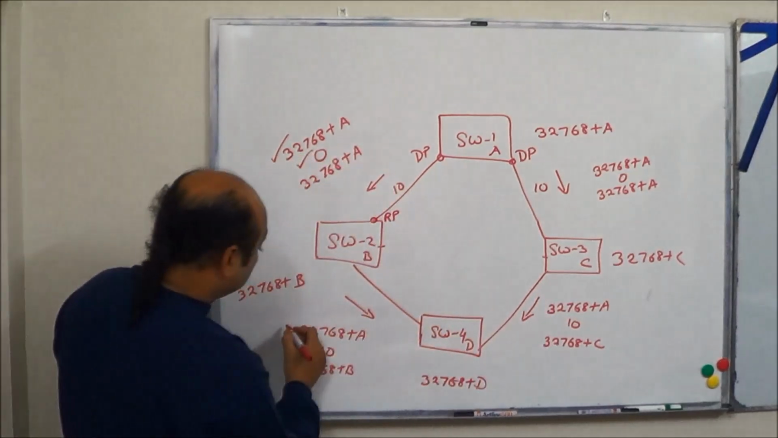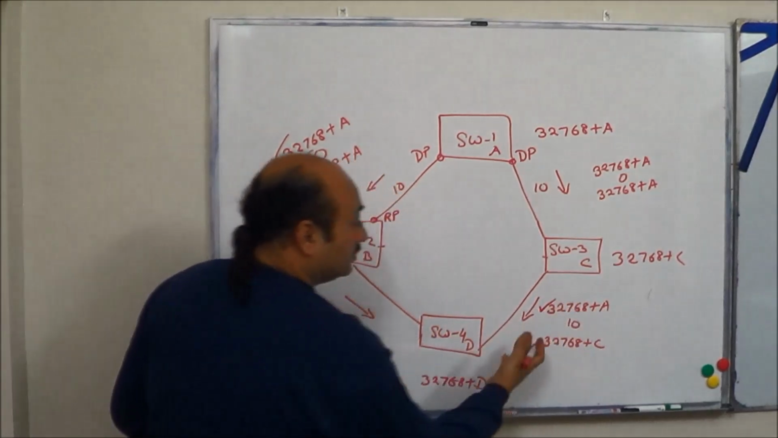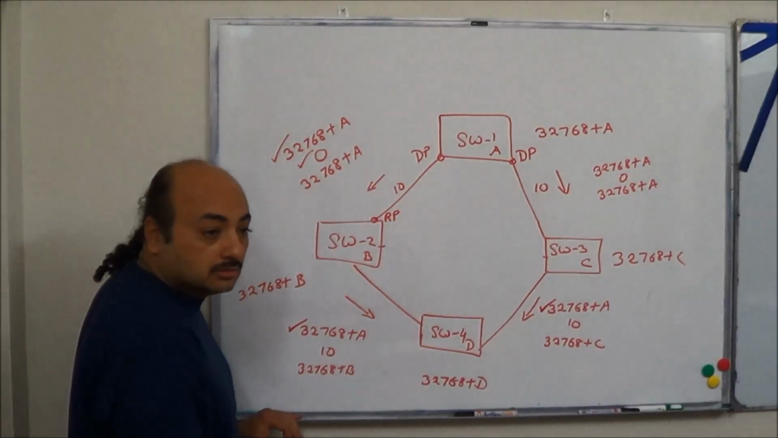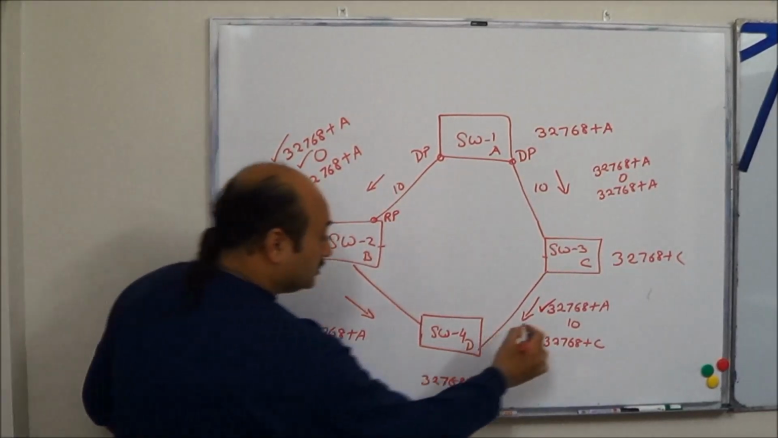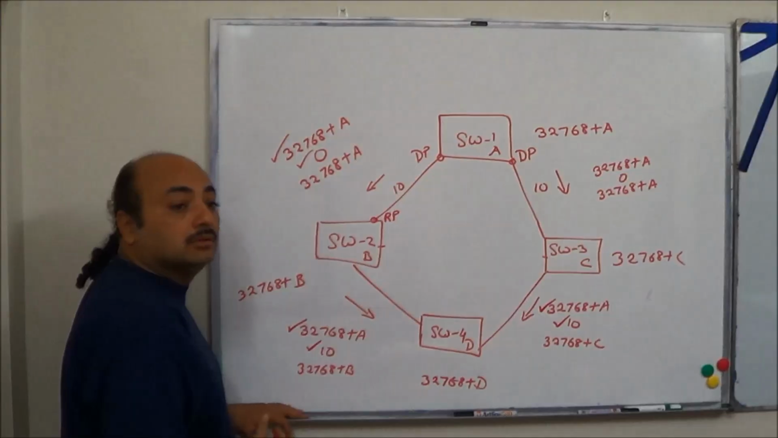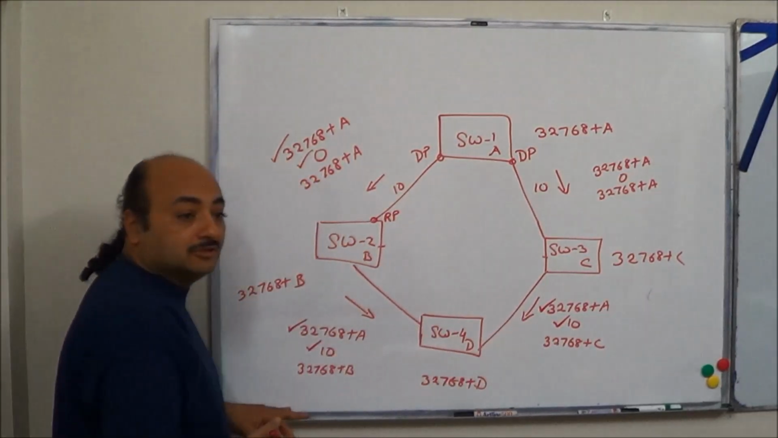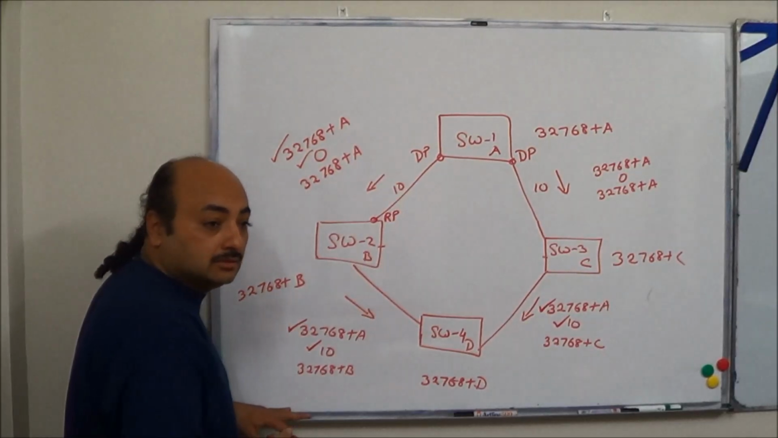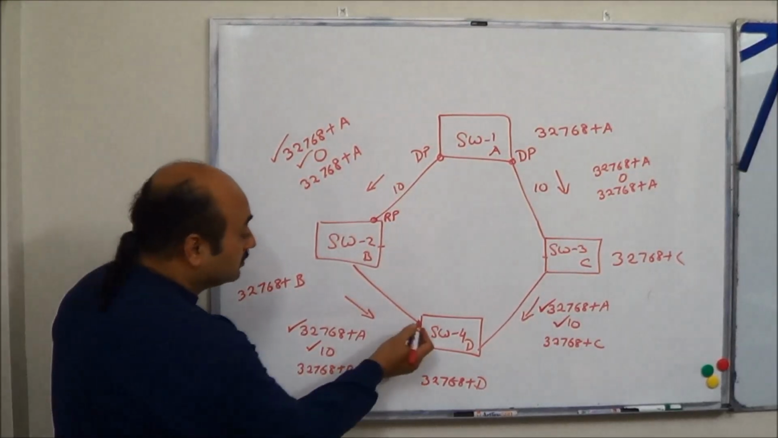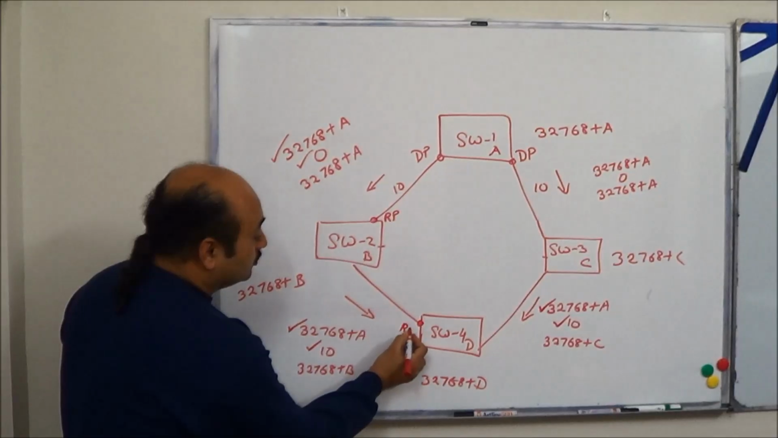Let's compare this with this. Same. Same. Doesn't break. Let's compare this with this. Doesn't break. Let's compare the third thing. Which one has a better sender bridge ID? B. This one. So this becomes the root port.